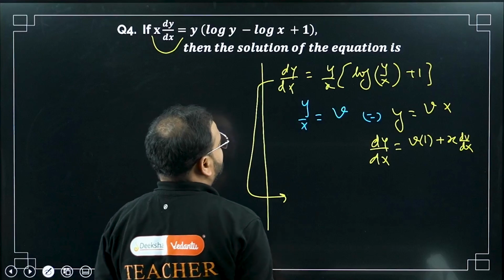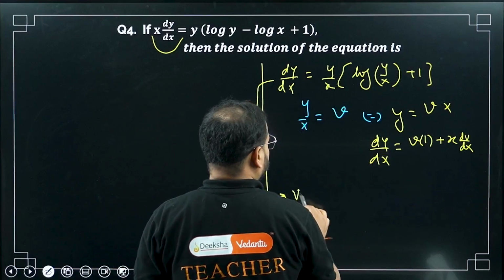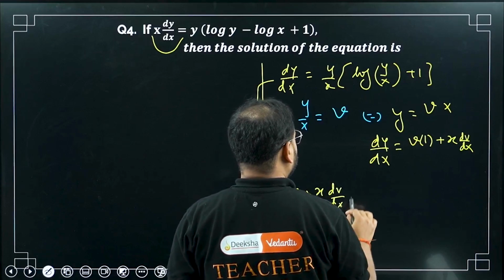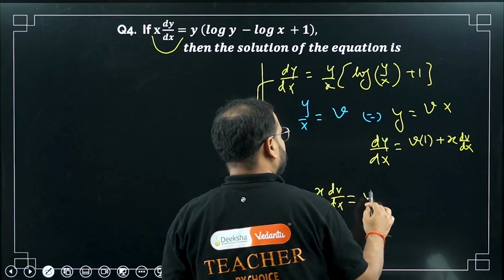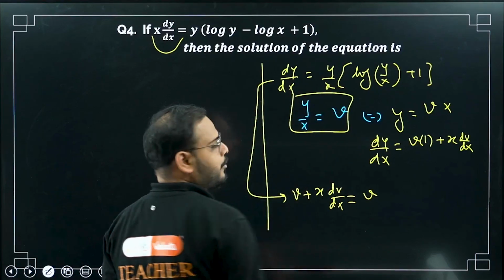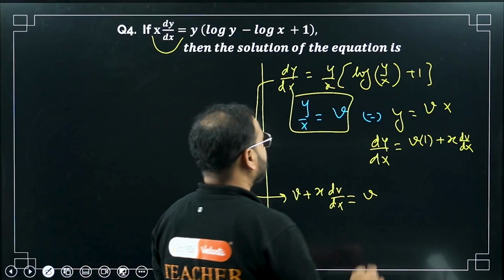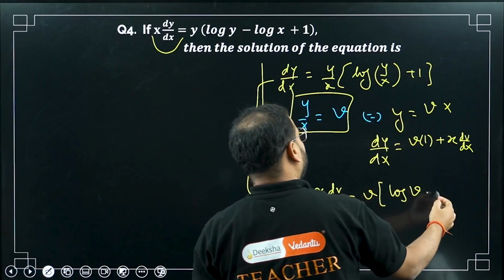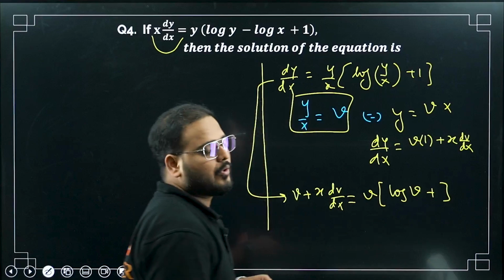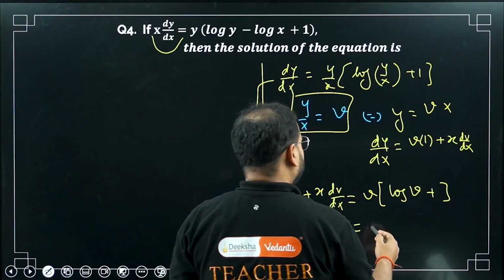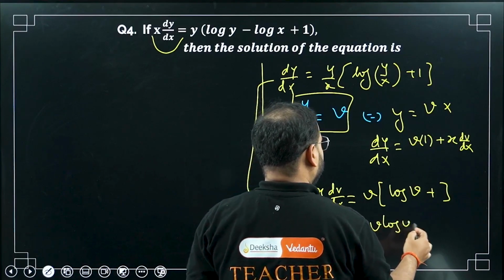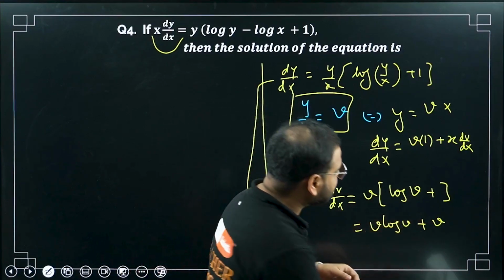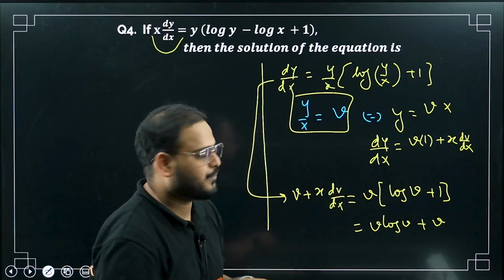Now please replace this in the equation. Rewrite this like this: dy by dx will become v plus x dv by dx equals y by x, which is v. So I have taken here v times log of v again, y by x, and plus 1. Please expand this on the right hand side: v log v plus v, multiplying v to both the terms inside, plus 1. I forgot to write, forgive me, plus 1.